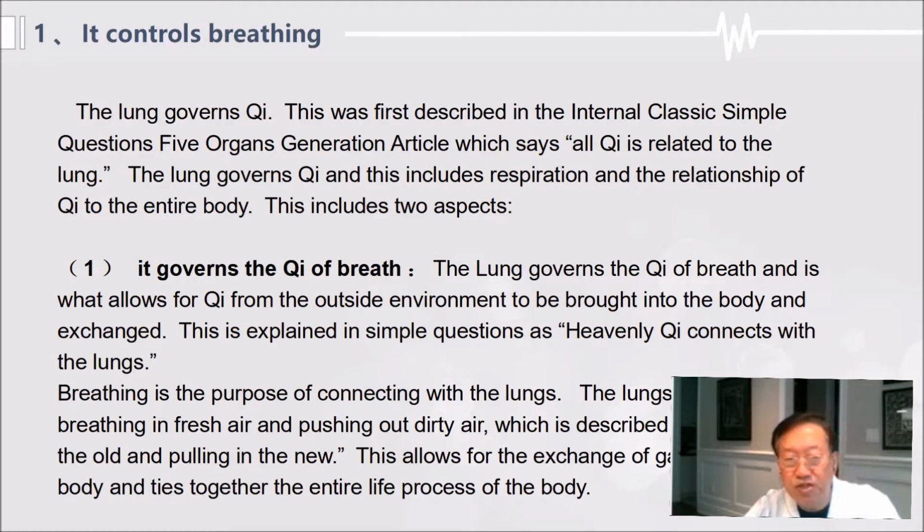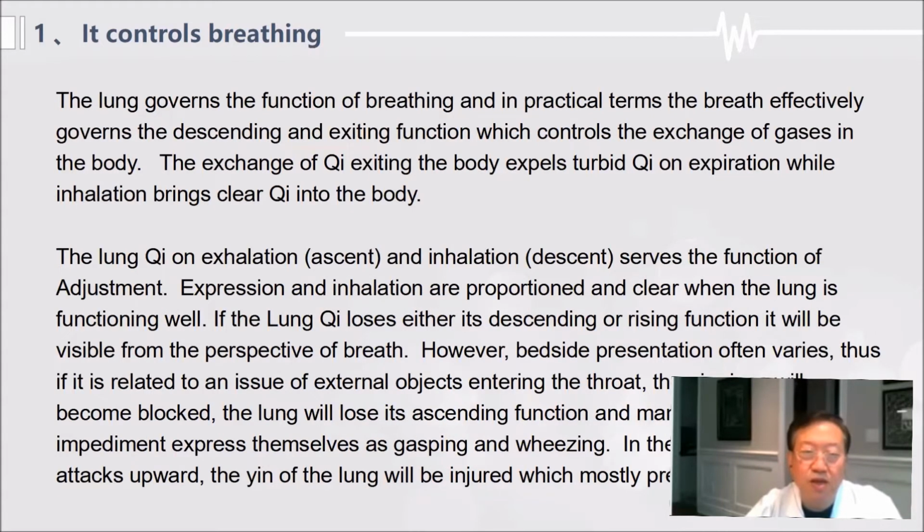The lungs do not stop breathing in fresh air and pushing out dirty air, which is described as spitting out the old and pulling in the new. This allows for the exchange of gases within the body and ties together the entire life process of the body. The lung governs the function of breathing, and in practical terms, the breath effectively governs the descending and exiting function, which controls the exchange of gases in the body.